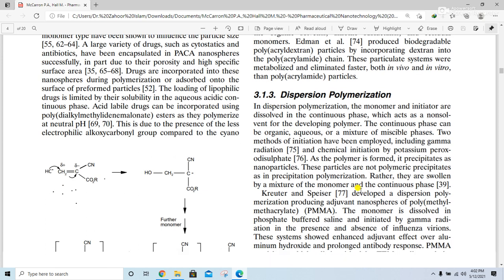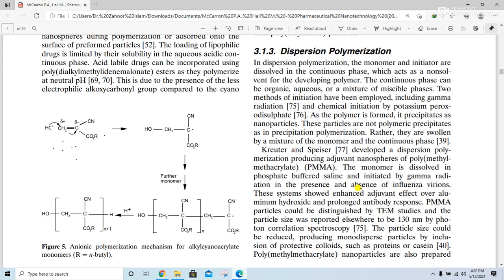Another one is dispersion polymerization. In dispersion polymerization, the monomer and initiators are dissolved in the continuous phase, which acts as a non-solvent for the developing polymers. The continuous phase can be organic, aqueous, or a mixture of miscible phases. Two methods of initiation have been employed, including gamma radiation and chemical initiation by potassium peroxydisulfate.